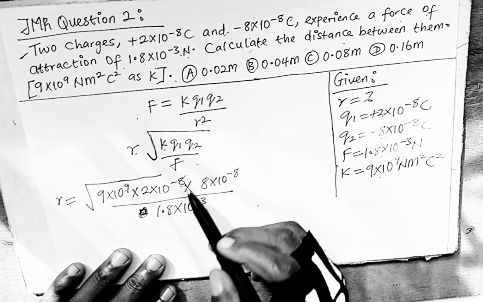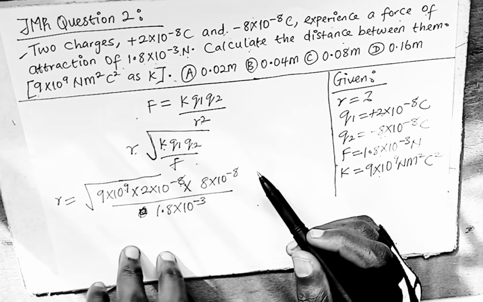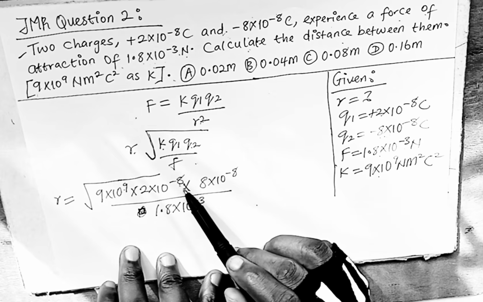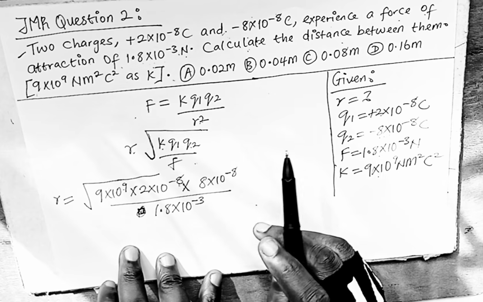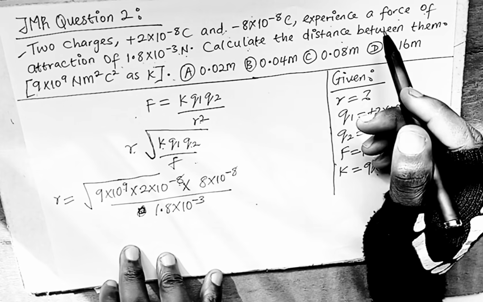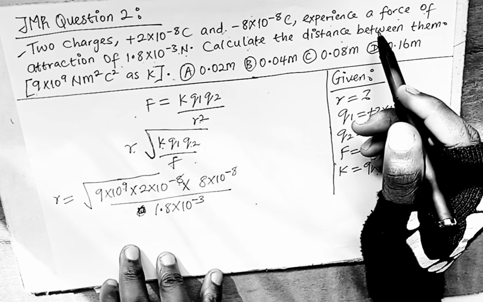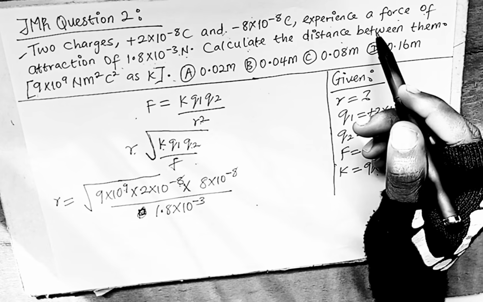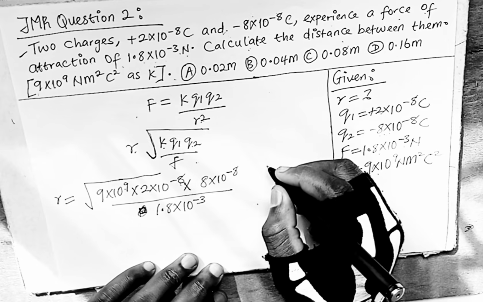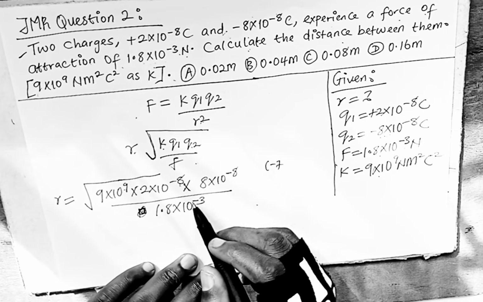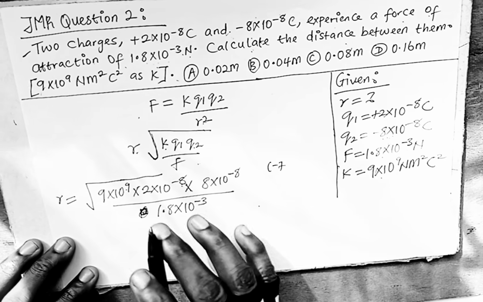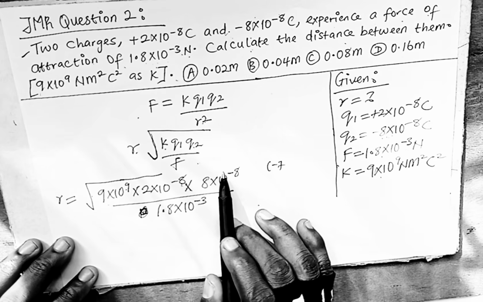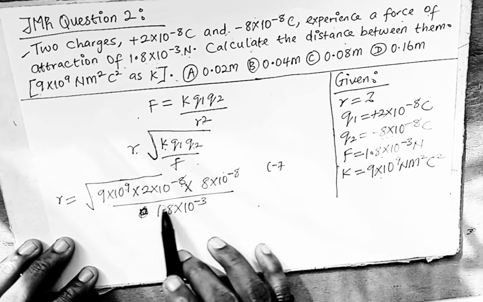9 minus 8, we'll do this power. 9 minus 8 will give us 1, so minus 1. Minus 1 minus 8 will give us minus 7. Is that not minus 7? So that should be minus 7. Let us calculate this up first and get our answer first of all.